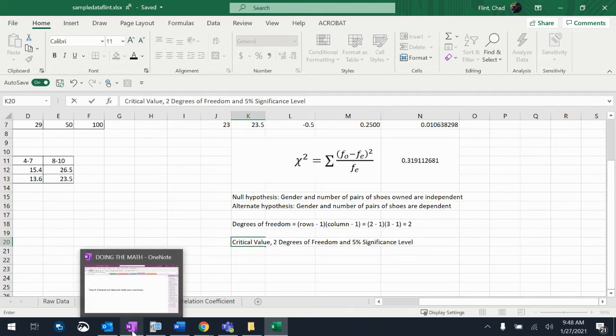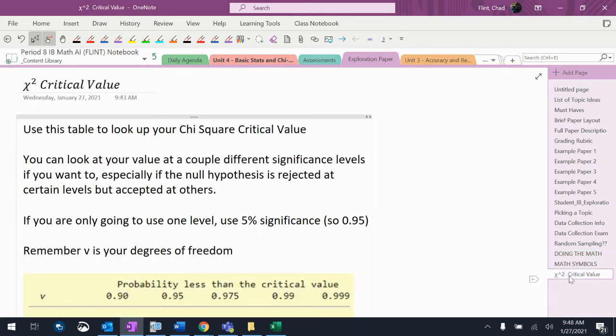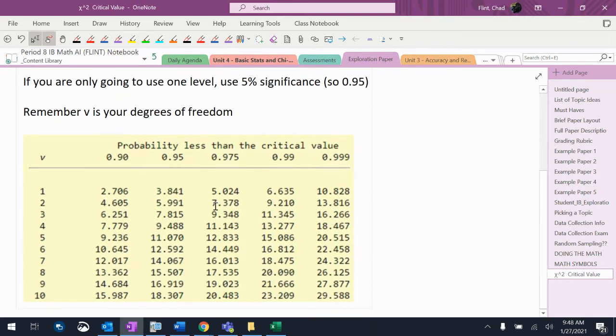In your OneNote, I put a page that says chi-squared critical value. This is a table. So my degrees of freedom are 2, and I'm doing 5%, so that's 0.95. That's how many are less than 100. So my critical value is 5.991, and you can see 10% significance level is there, 2.5%, 1%, 0.01%. So you can see the difference there with the significance levels. I'm just going to stick with 5.991. So that's my critical value.